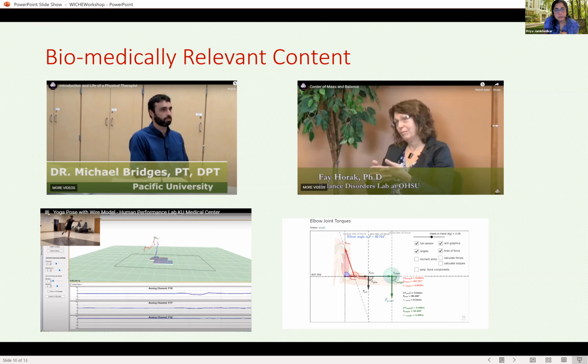Dr. Horak talks about the concept of center of mass and balance and the physics of it. She also talks about what the mechanisms inside the human body are to detect balance, and what some neurological disorders are that affect balance in patients, like Parkinson's and so on, and how their lab studies these disorders, measuring forces, measuring balances, so measuring physics concepts.